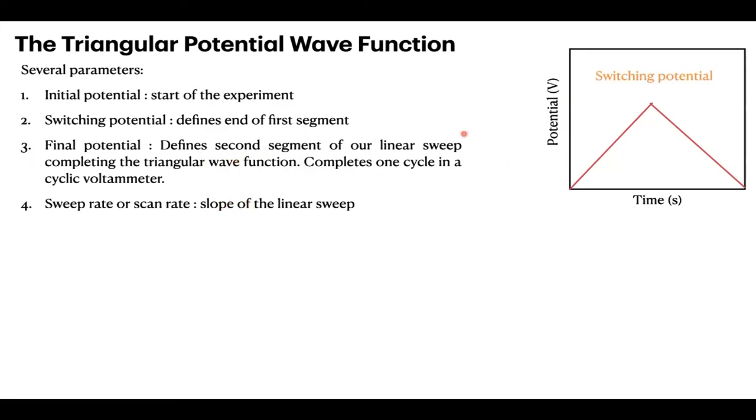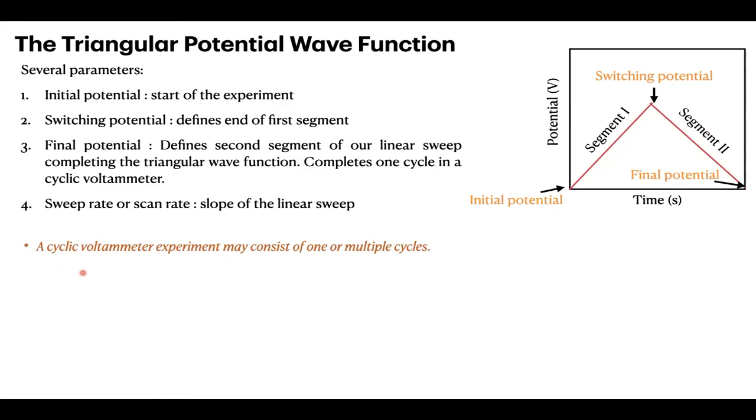What I have discussed here is shown in the picture like this. This is the switching potential. This is segment 1, segment 2. And we have our final potential here, and of course, our initial potential. A cyclic voltammetry experiment may consist of one or multiple cycles. As for this example, we can see we have only one cycle.